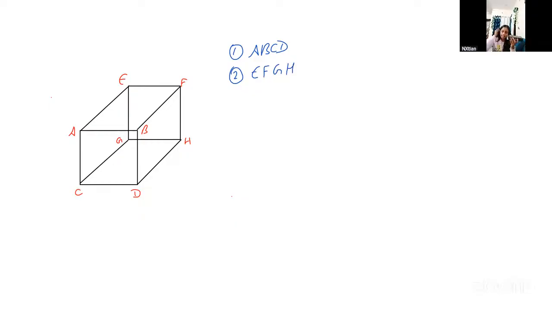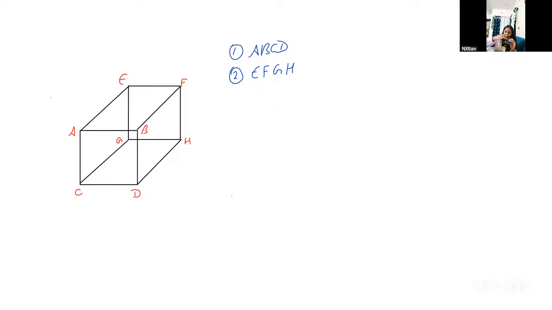If I have this diagram in my hand, like this, this is A, B, C, D. This back one is E, F, G, H.